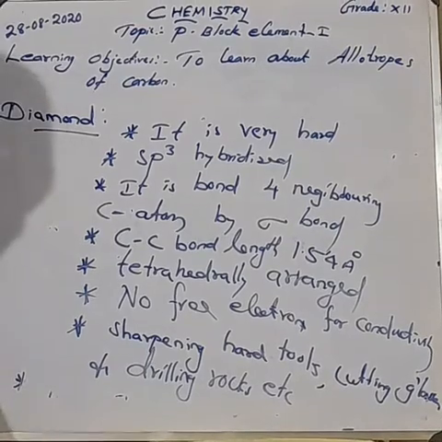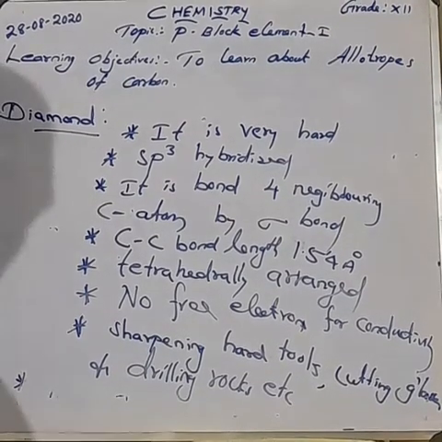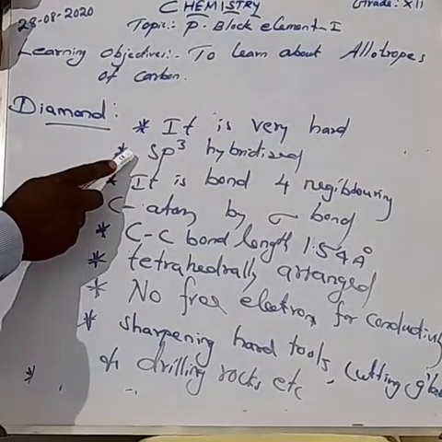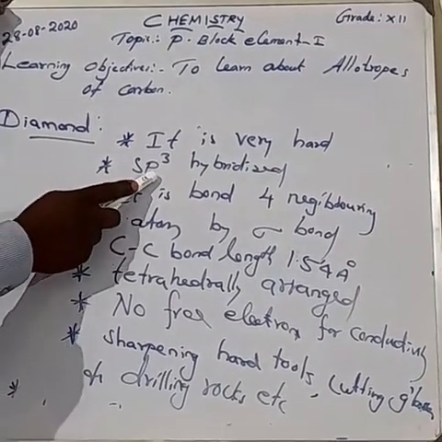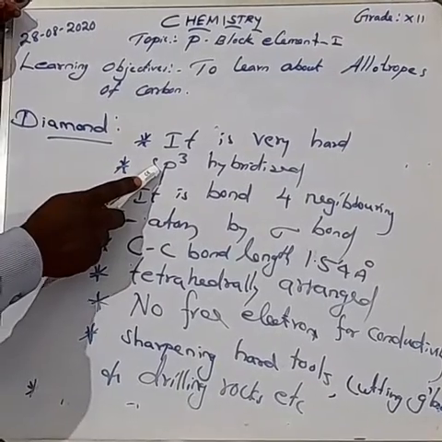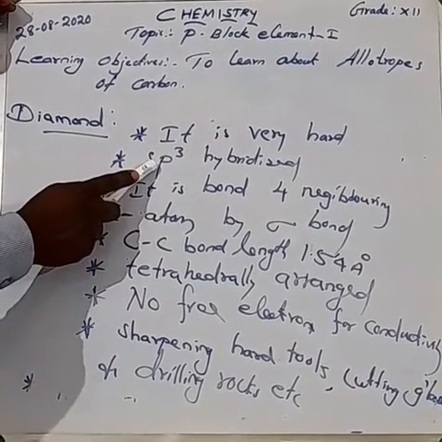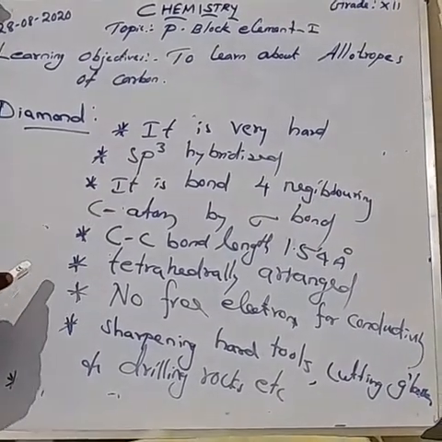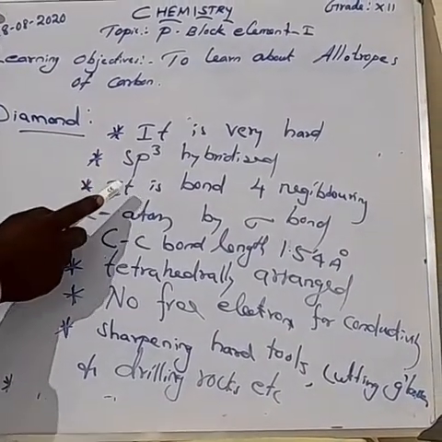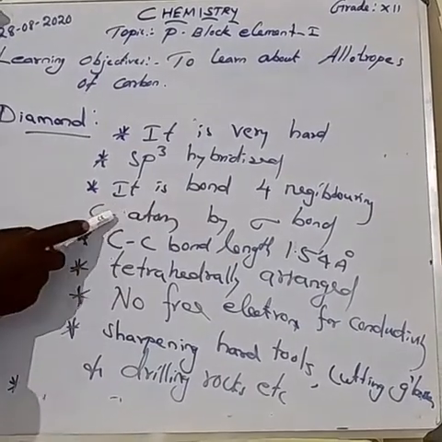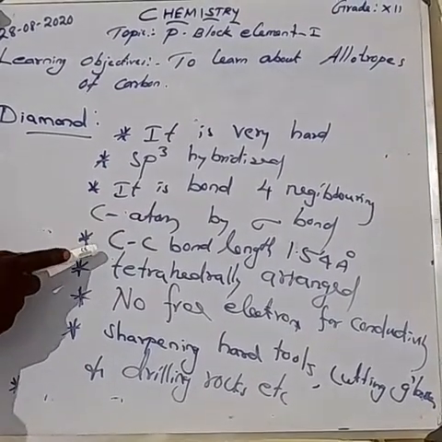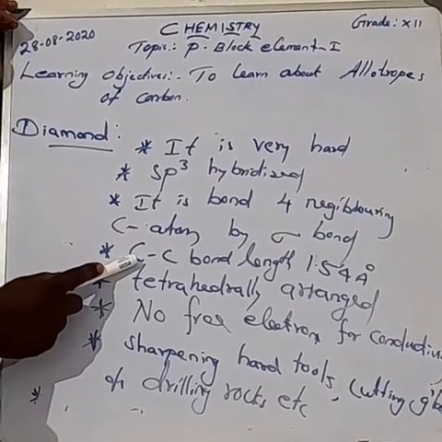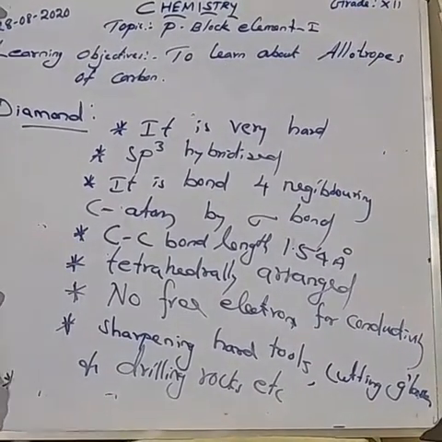It is very hard, and also the carbon atom in diamond is sp3 hybridized. It is bonded to 4 neighboring carbon atoms by sigma bonds. Here the carbon-carbon bond length is 1.54 angstrom. They are tetrahedrally arranged.